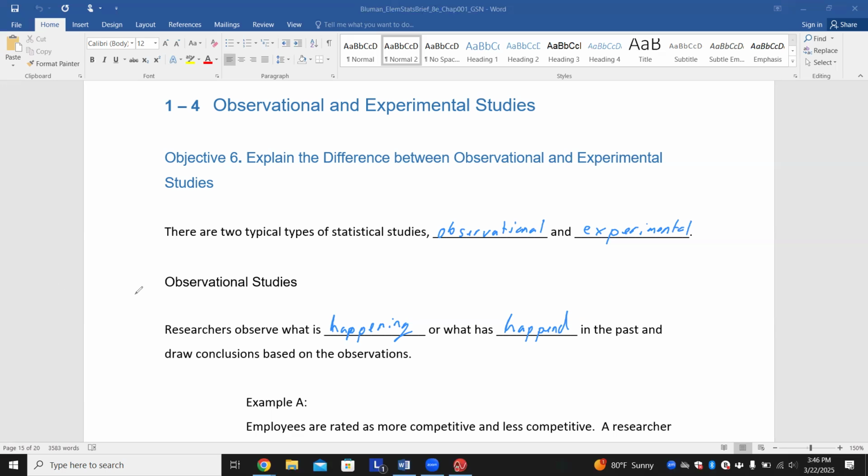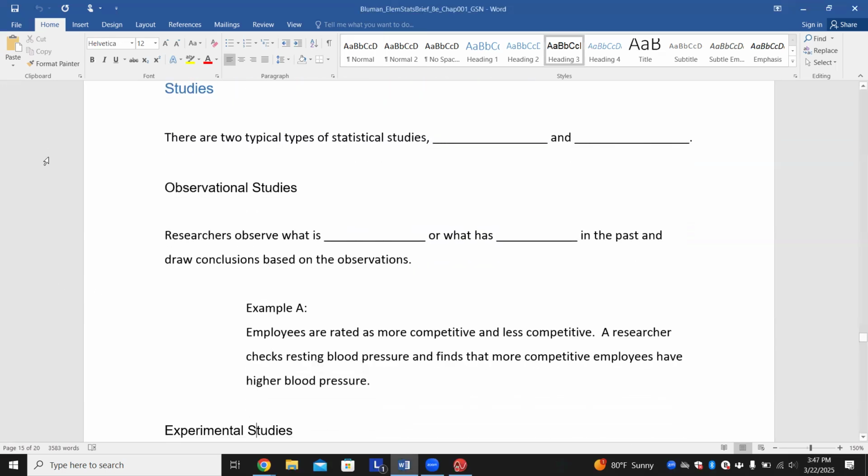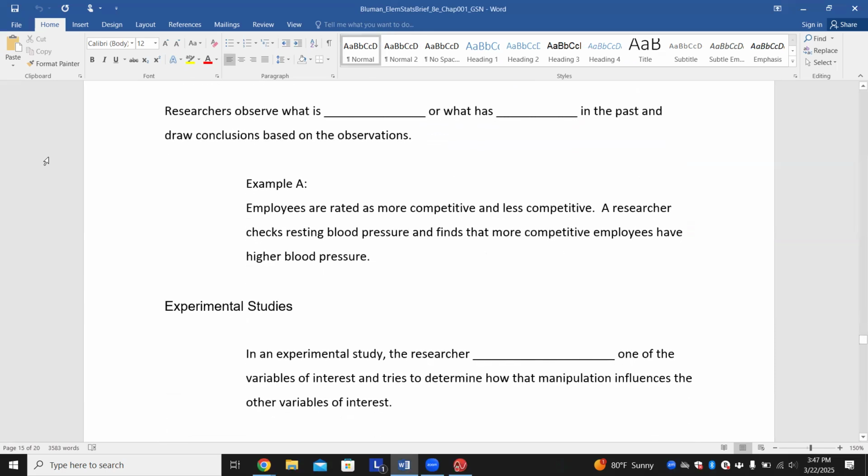So, some more examples on that fact. In example A, employees are rated as more competitive and less competitive. A researcher checks resting blood pressure and finds that more competitive employees have high blood pressure. So that's observational. Literally, they're just seeing, hey, if they're competitive, they tend to have a higher blood pressure. If they're less competitive, they typically had a lower blood pressure.